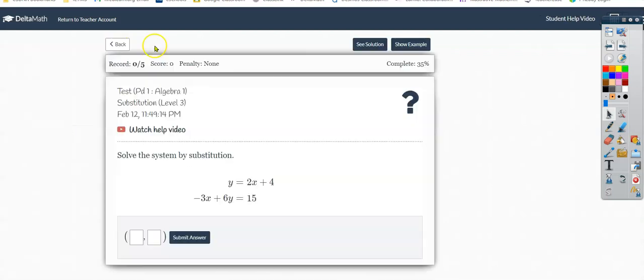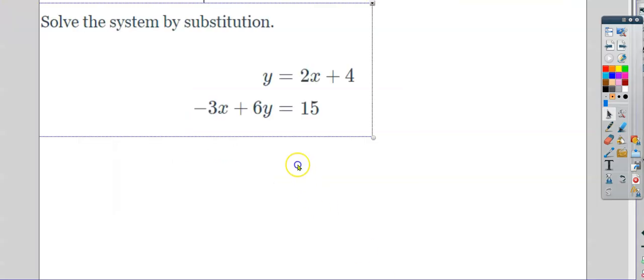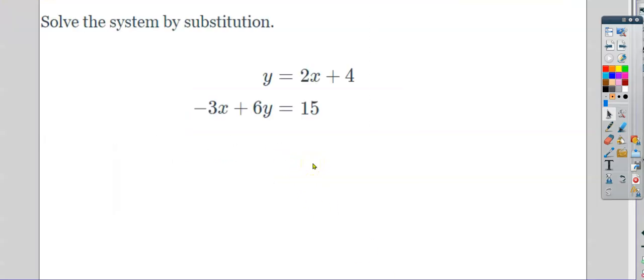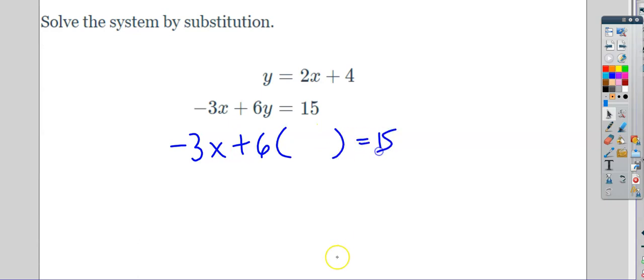Let's take a look at the, okay, this one is asking us to solve using substitution. And for substitution, you need an isolated variable, which we have, and that means that you erase and replace. So I'm going to use the second sentence, but I'm going to erase the letter y and replace it with this substitute. Then I'm going to distribute, combine, and use my inverses.